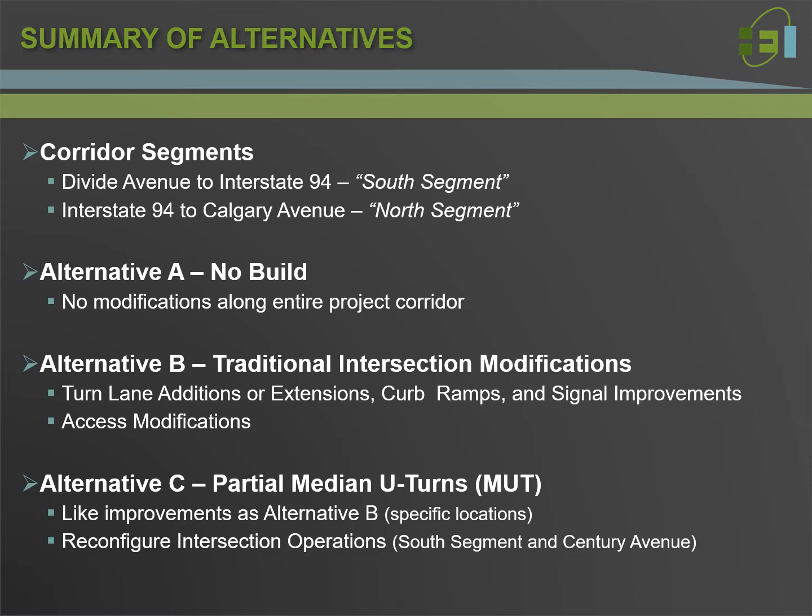These include Alternative A, which is a no-build alternative and would include no modifications along the entire corridor. Alternative B includes traditional intersection modifications consisting of turn lane additions or extensions, curb ramps, traffic signal improvements, and access modifications. And Alternative C, partial median U-turns, includes like improvements as Alternative B at specific locations. However, the significant improvements include reconfiguring intersection operations by constructing partial median U-turns and related improvements and access modifications along the South segment and at Century Avenue.